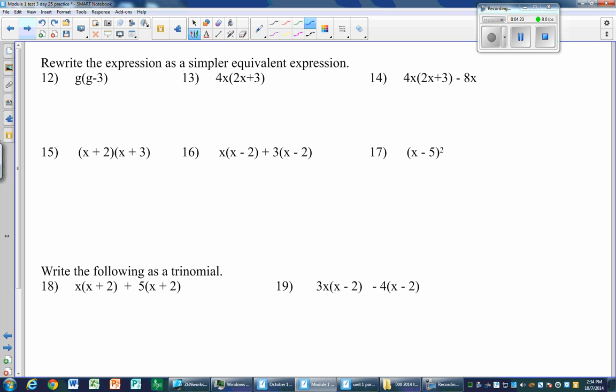Next page. Just write it as a simpler equivalent expression. So the first thing I'm going to do is g times g is g squared, and g times negative 3 is negative 3g.